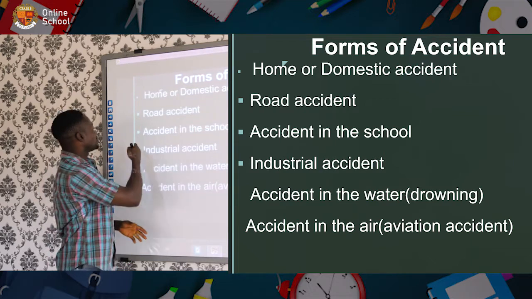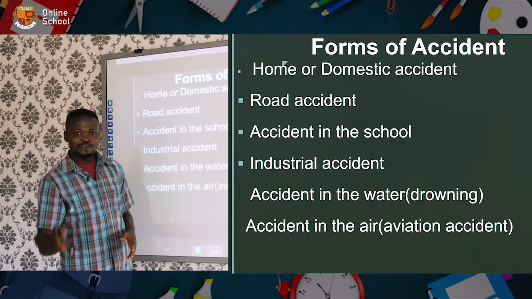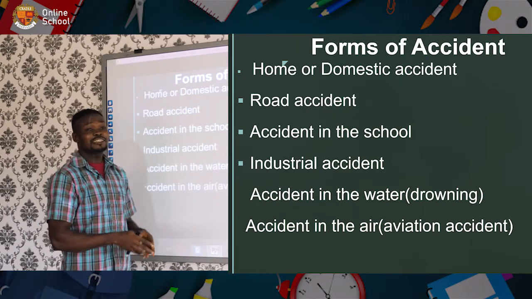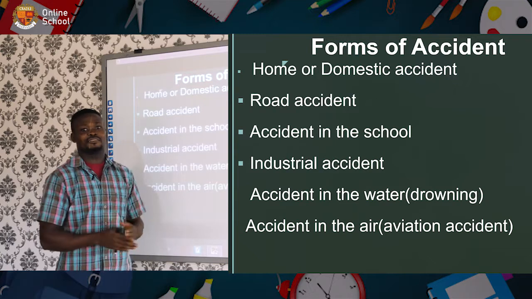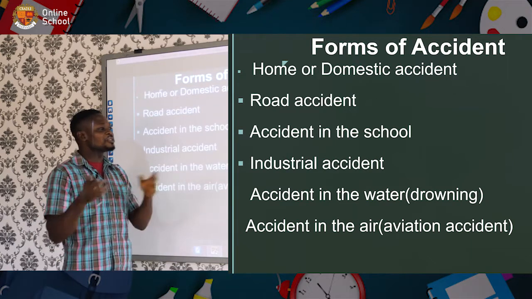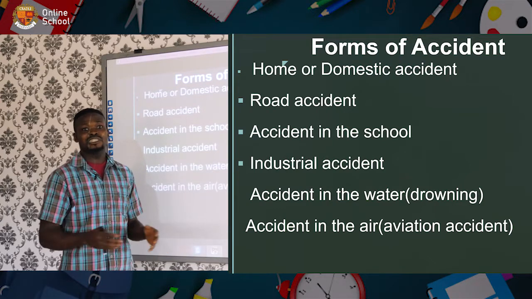Number 3, we talk about accidents in the school. In the school, you can have an accident. That is why your teacher will be shouting at you, stay safe, sit down, so that you will not be running up and down. In the process of running, you may fall down, and the moment you fall, you may sustain injury.